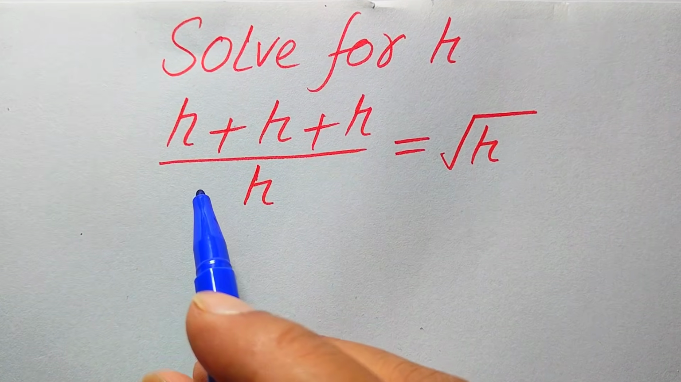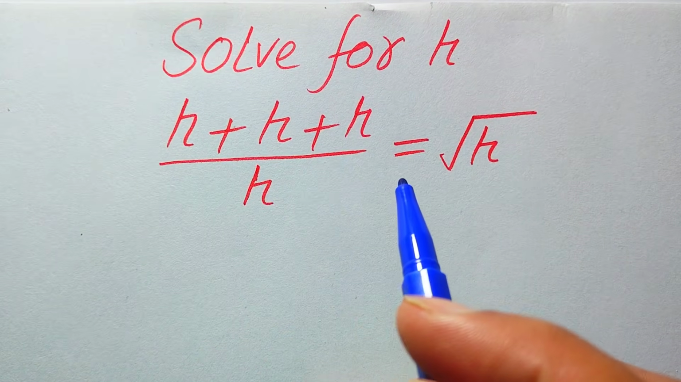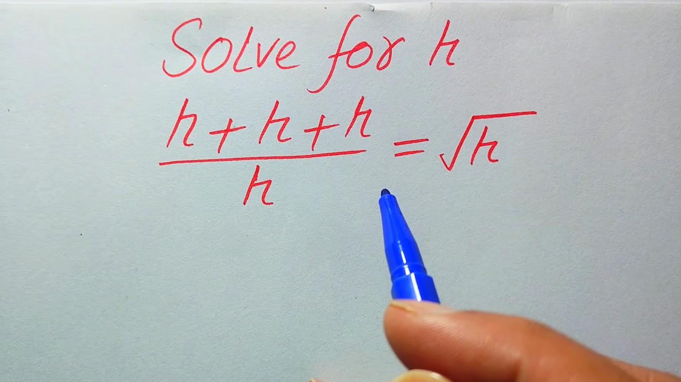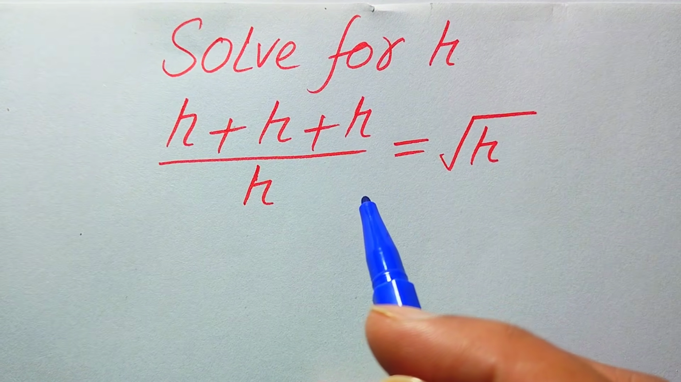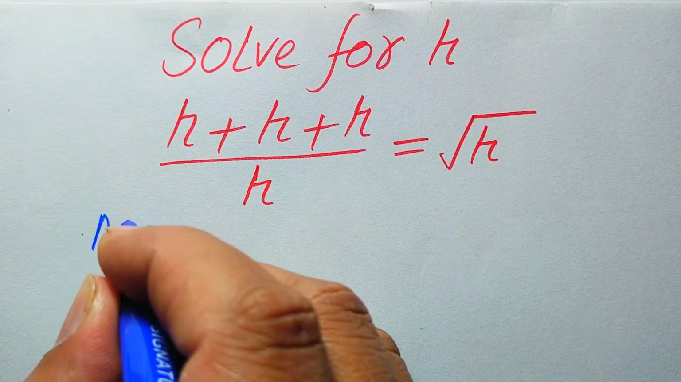So here we have h plus h plus h divided by h is equal to the square root of h, and we solve this problem for all the values of h. First we need to find all the roots of this equation, and at the end we will verify which of the roots are solutions and which of the roots are extraneous roots. Further, we solve this problem by two methods.